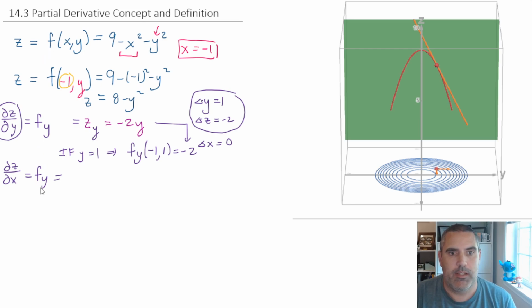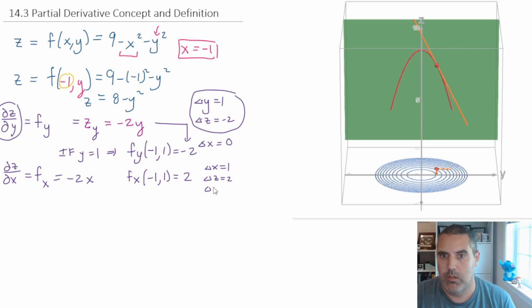with respect to x, then this is going to be negative 2x. And the partial with respect to x, at negative 1, 1, just to pick the same point, is actually going to be positive 2. And that says if the change in x is 1, then the change in z will be 2. And we're talking about when the change in y is 0.